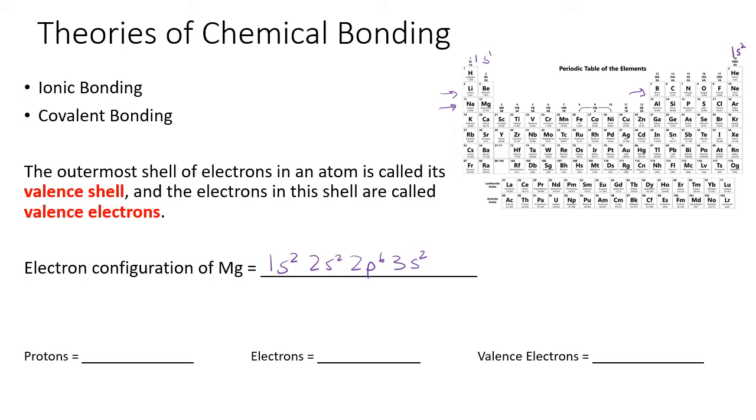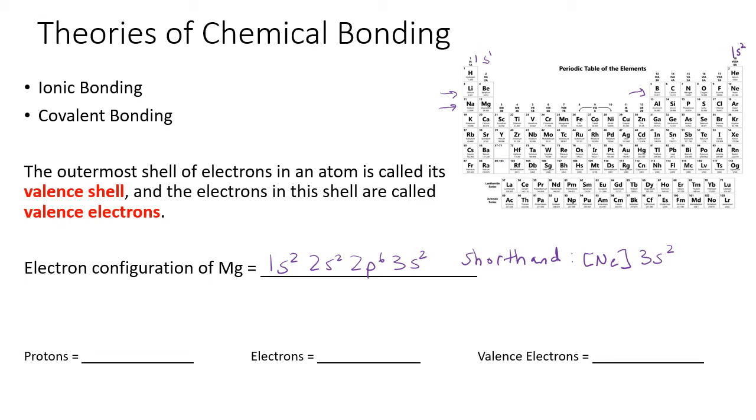We also could write a shorthand notation. So our shorthand notation was where we looked at the preceding noble gas that came before. So the preceding noble gas before magnesium is neon, so we would write that noble gas in brackets, neon in brackets, and then essentially the electron configuration that comes after that. So after neon we have 3s2.